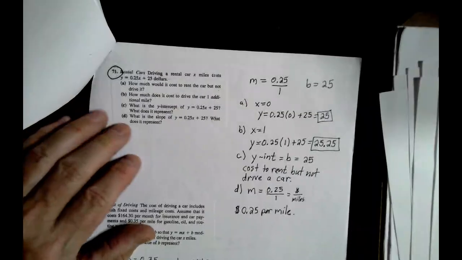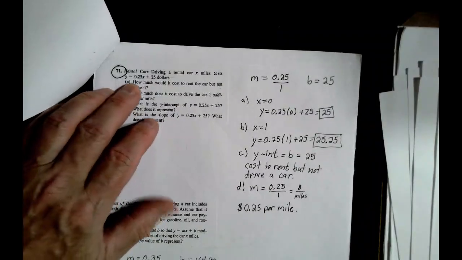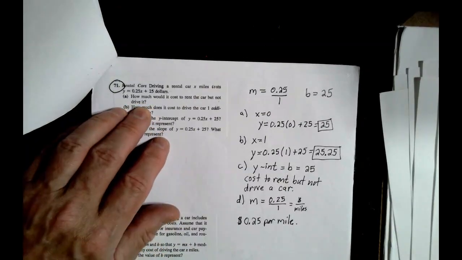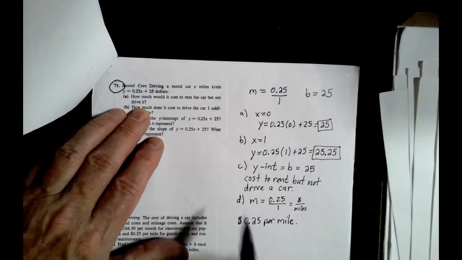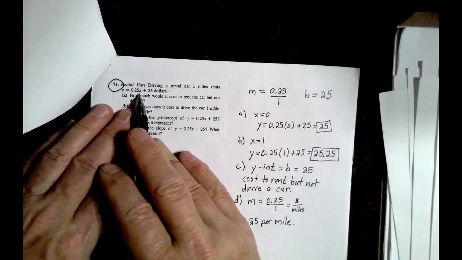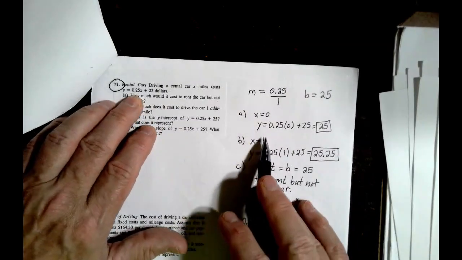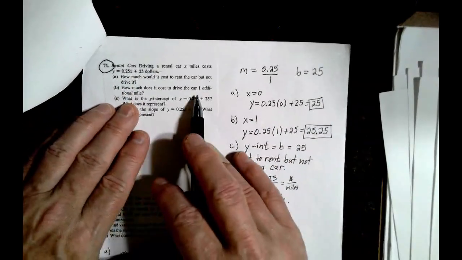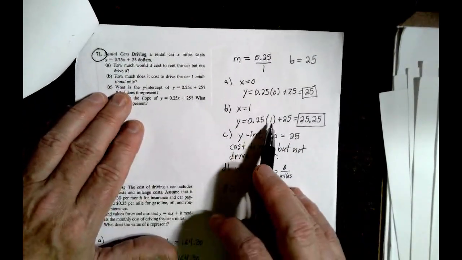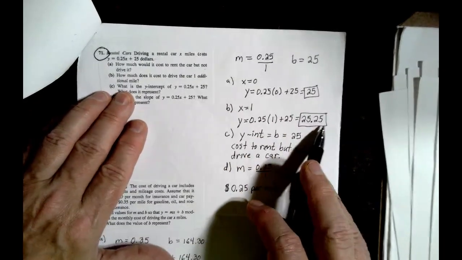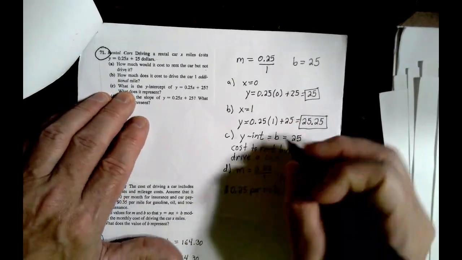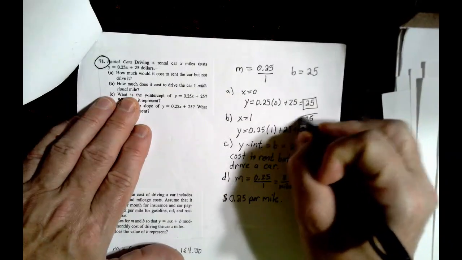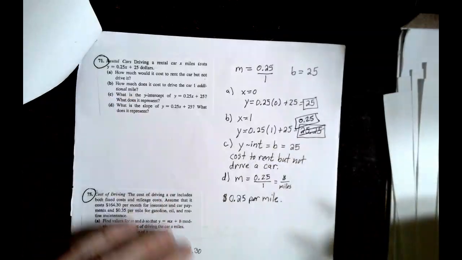Alright, driving a rental car x miles costs 0.25x + $25. How much would it cost to rent the car but not drive it? Well, if you don't drive it, that means you've gone 0 miles, so 0 times 0.25 is 0, plus 25 is $25. How much does it cost to drive 1 additional mile? Well, if you plug in 1, it costs you 25.25. That's another 25 cents. So that additional mile is $0.25.